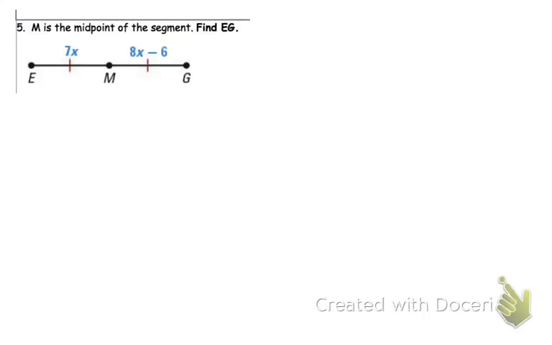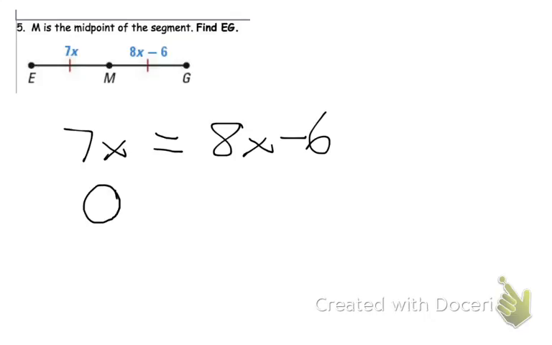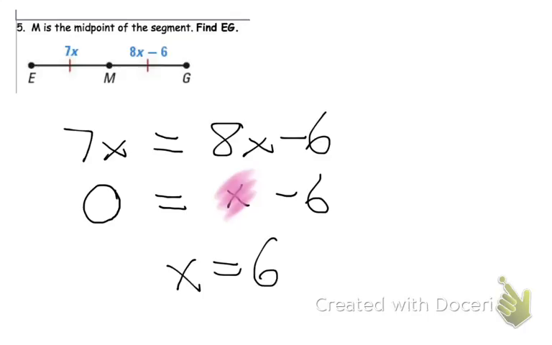Alright, next question says M is the midpoint of the segment, which means it divides it into 2 equal segments. Since they're equal segments, I can put an equal sign in between them, like that. And it looks like if I take away 7 x's from both sides, then I'll have nothing left on the left side of the equation, and I'll only have 1 x left on this side, and then I have a minus 6 right here. So I'm trying to think, some number x, if I minus 6, it equals 0. So what number is that? That's the number x must be 6, because 6 minus 6 equals 0.